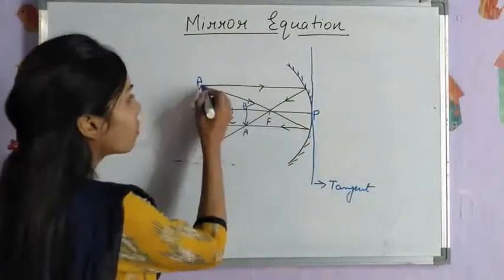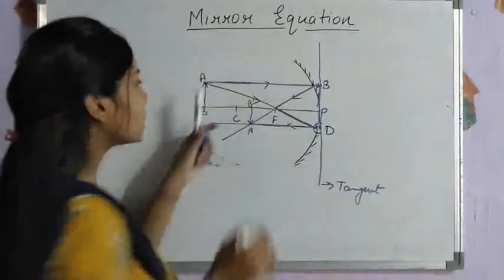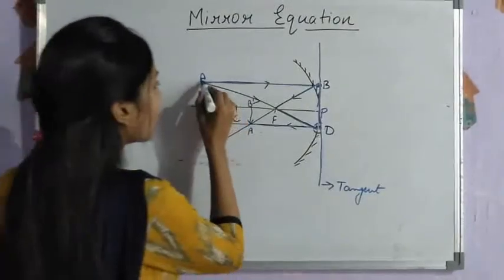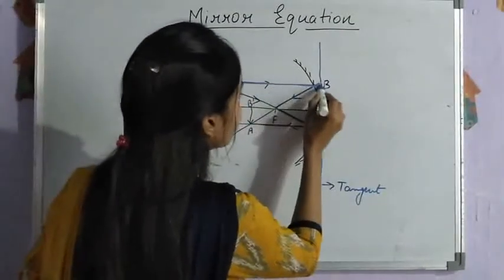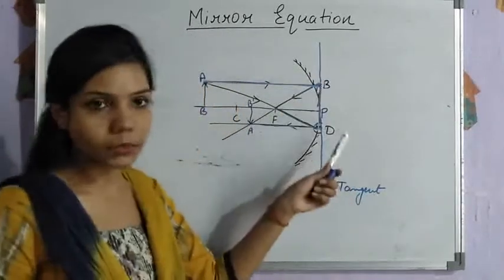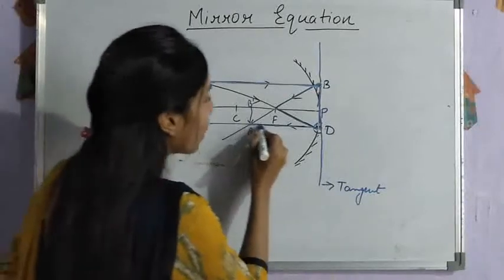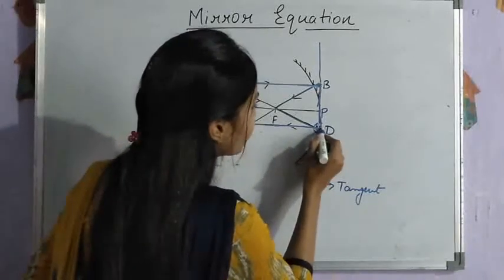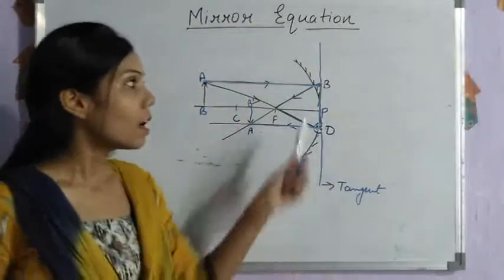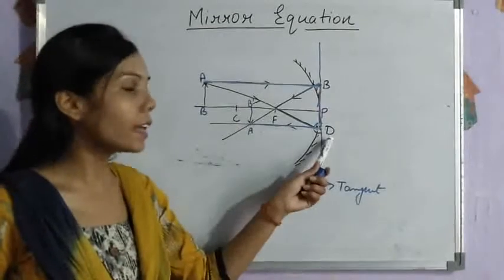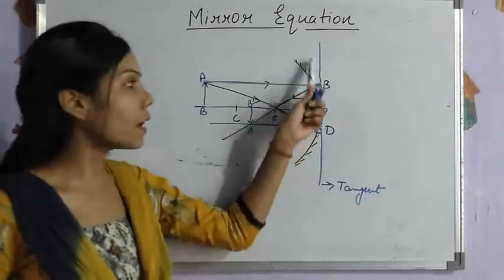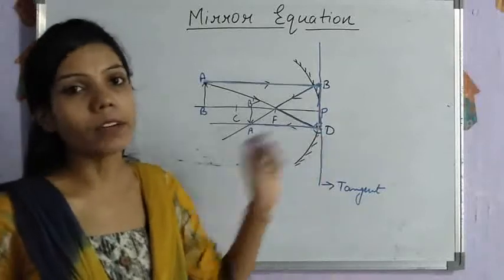Okay, now from the upper portion of this object, from this point of the object, let us draw a parallel line which touches point B of this tangent, and from this point of the image, let us draw another parallel line which touches point D on this tangent. Note that point B and D are not on the mirror.